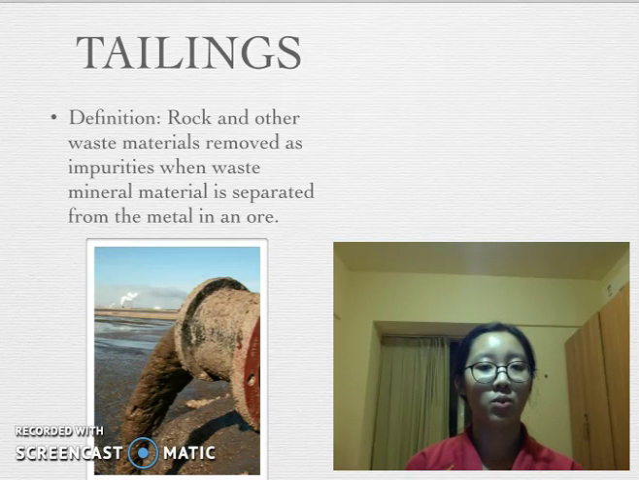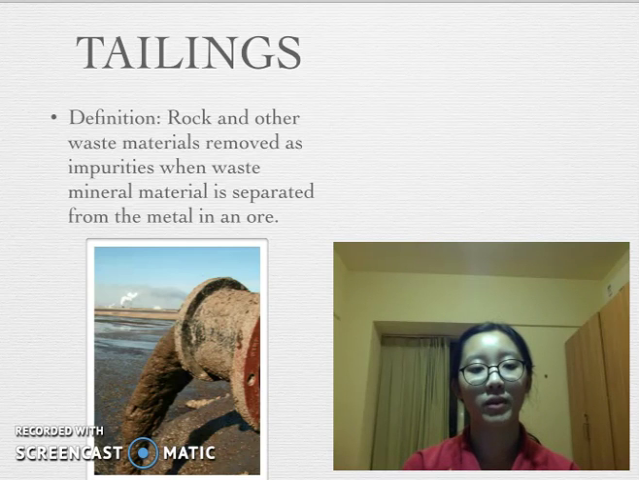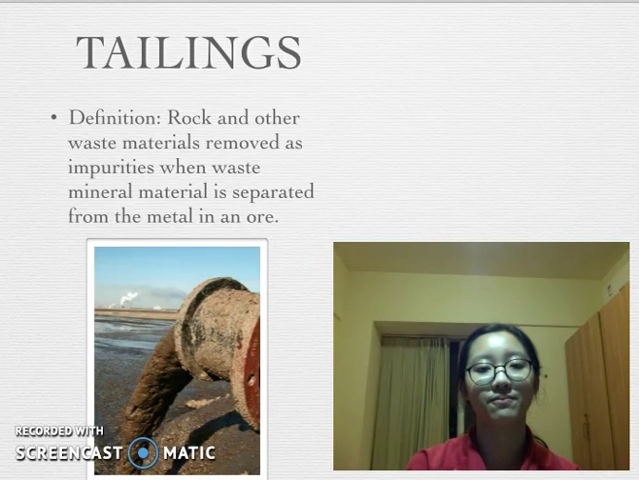Tailings are rocks and other waste materials removed as impurities when waste mineral materials are separated from the metal in an ore. Worldwide, the storage and handling of tailings is a major environmental issue. Many tailings are toxic and must be kept perpetually isolated from the environment.